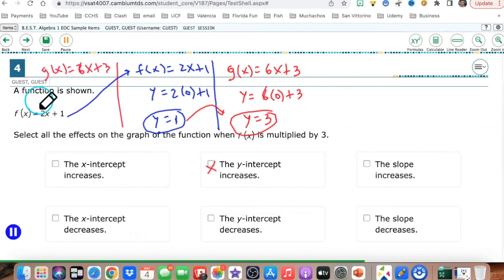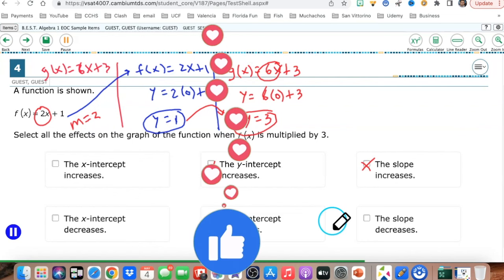What about the slope? Now the slope is, remember, for my original function, the number in front of the x. So my slope here is 2. And my new function is 6. So my slope went from 2 to 6. That means my slope increased.